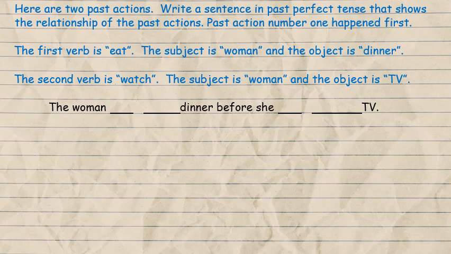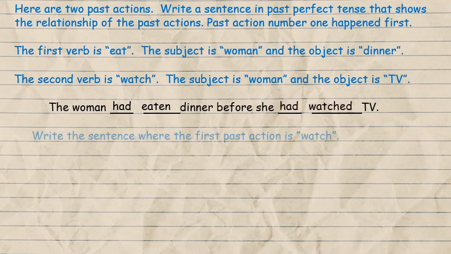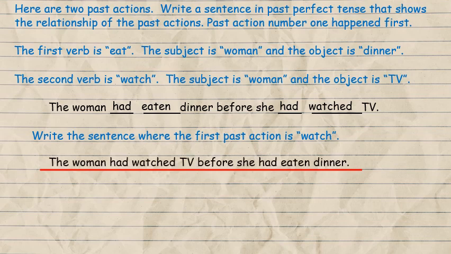The woman had eaten dinner before she had watched TV. Write the sentence where the first past action is watch. The woman had watched TV before she had eaten dinner.